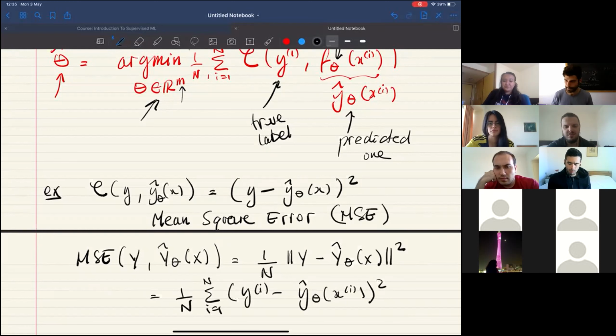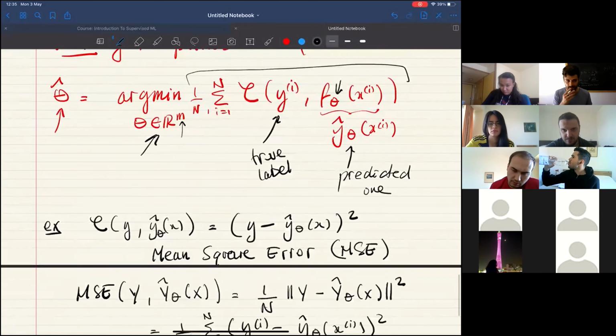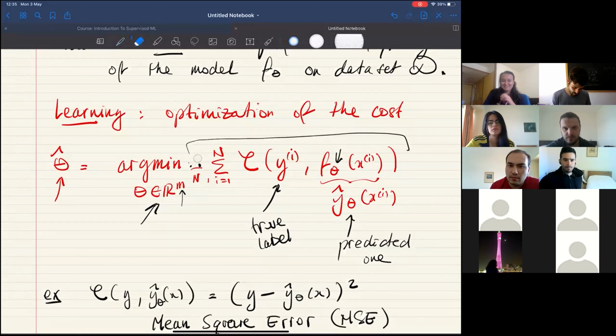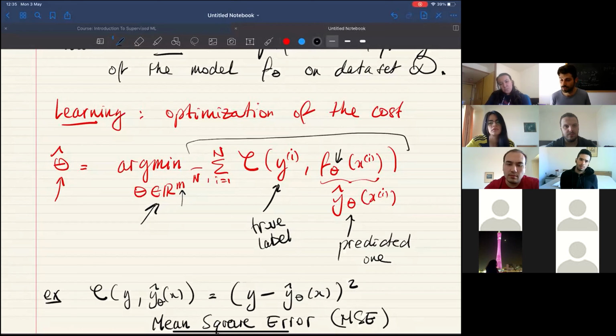Yes. Why do some people use 1/2 in mean square error? It doesn't change anything. This is just a convention. You don't care. I mean, like I said, you can put whatever constant you want. The optimization problem is unchanged. If you minimize a function or a scalar times a function, the argmin is unchanged. The position of the minimizer is unchanged.